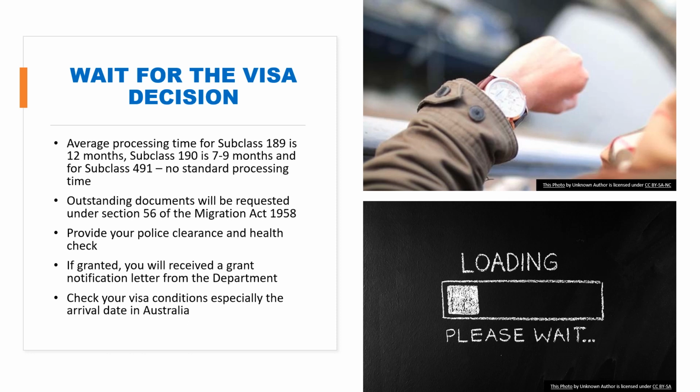Currently, the average processing time for subclass 189 is 12 months, for subclass 190 is 7 to 9 months, and for subclass 491, there is no standard processing time indicated on the department's website. If your visa is granted, you will receive a grant notification letter from the Department of Home Affairs outlining the visa conditions, especially the arrival date in Australia.